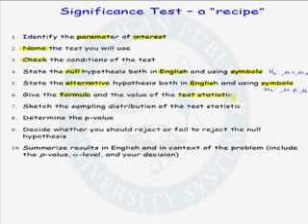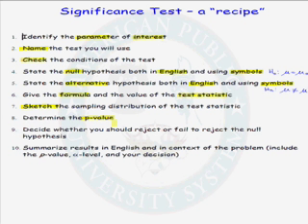Next step is to sketch the sampling distribution of the test statistic. On the sketch, you want to indicate where your test statistic falls on the sampling distribution. Then you want to shade the area that corresponds to the p-value for the test. Once you have the p-value shaded, go ahead and calculate the p-value.